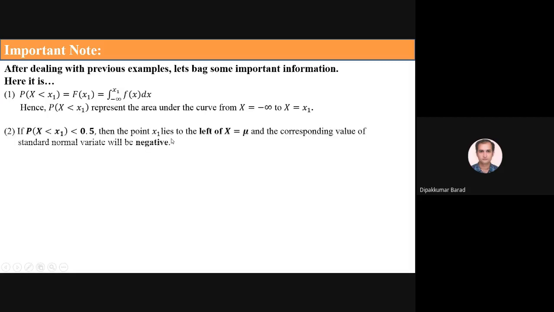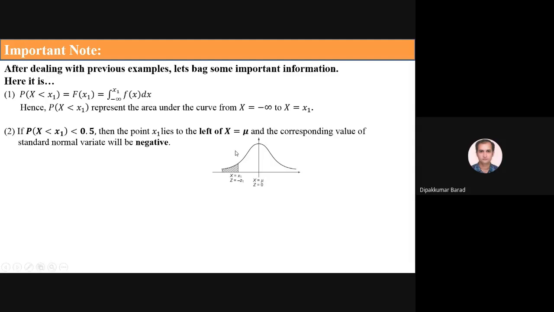Now if this P of x less than or equal to x1 is less than 0.5, then the point x1 lies on the left of x equal to mu, as we know that at x equal to mu the normal curve divides into two equal parts. So if the probability of x less than or equal to x1 is less than 0.5, then I can say that this x1 is negative.